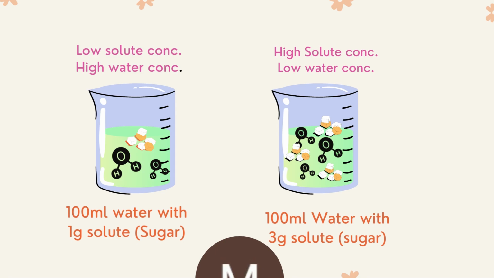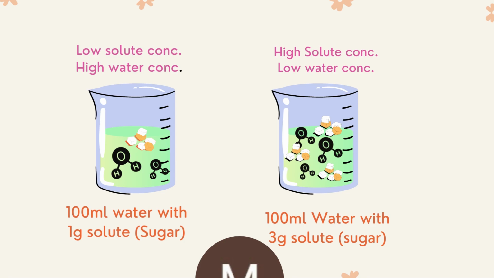Not understanding? Don't worry. Let's understand it this way. Take two beakers and add 100 ml of water in each of them. Now, in the beaker on the left side add 1 gram of solute, while in the beaker on the right side add 3 grams of solute. Now, what is it indicating?